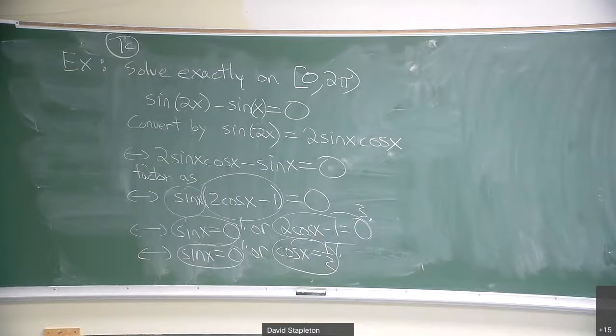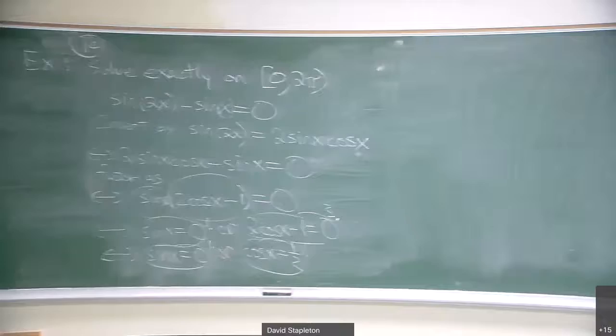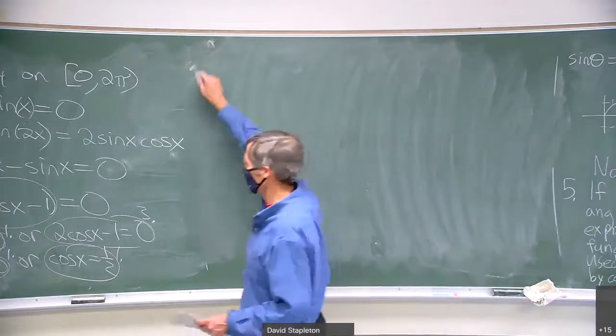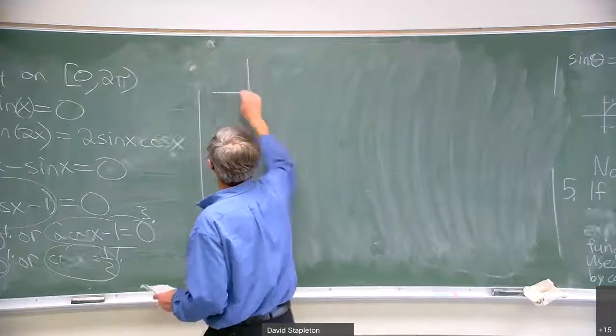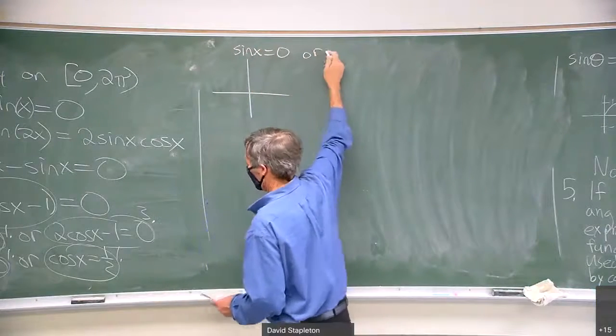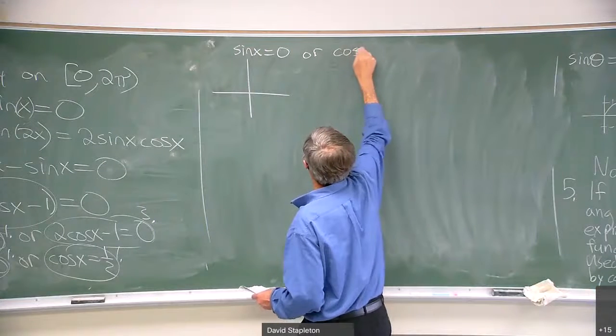See if I can keep most of that up here. Now you see why I say practice these. You have to just be able to be a little clever on some of them. Sine x equals 0. Here's what we have. Sine x equals 0 or cosine x equals a half.